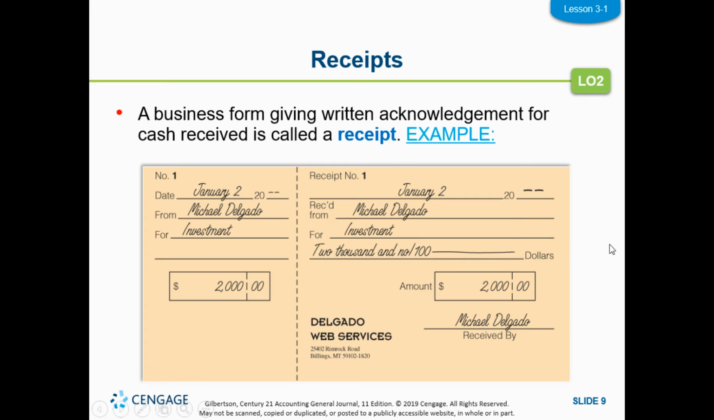Here's a receipt. Somebody paid us, in this case, we received money from Michael Delgado as an investment in the business. So Michael Delgado essentially wrote himself a receipt because he took his private funds and invested it in the business. Now, if a customer paid us on account, for example, that would be another form of a receipt.